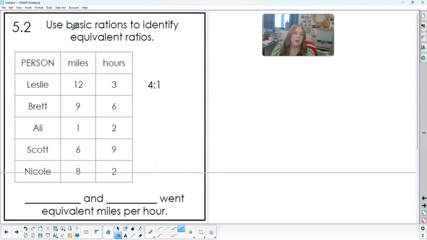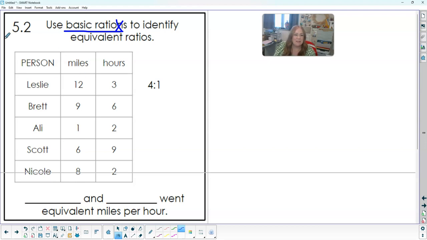Okay, and we also can use these basic ratios, no N. I always put an N in there. I don't know why. So we can always find these basic ratios to figure out which ones are equivalent. If they have the same basic ratio, that means they're the same.